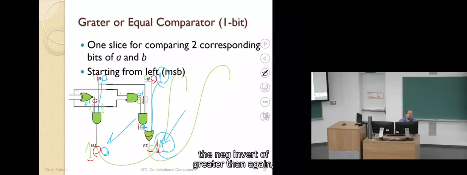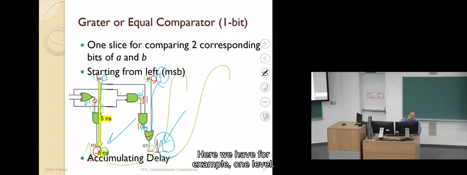Again, here we have accumulating delay. Here we have, for example, one level. Here we have two levels of delay, and then they go to the next level, and they are accumulating.